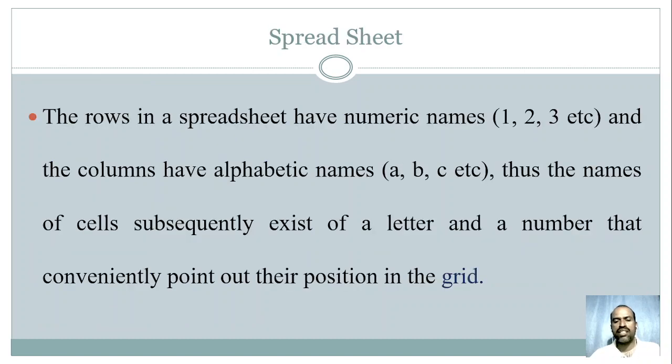Then you can see the meaning of spreadsheet in another manner. As I already told you, a spreadsheet contains cells. These cells are framed by intersecting rows and columns, and then they form a cell. The rows in a spreadsheet have numeric names.